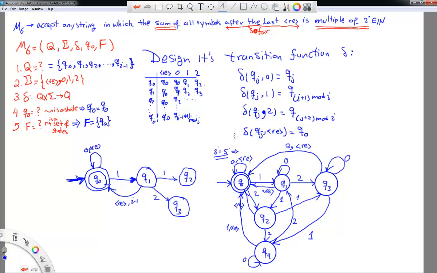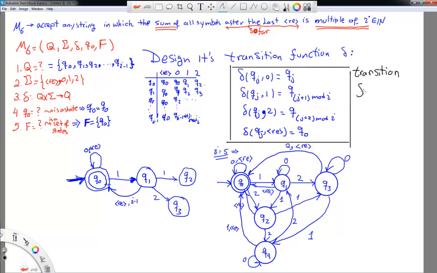And remember, all you needed was the delta of Q sub I and each of the elements, and then you calculate it according to this transition table, or transition function rather. And this will be your transition function. Perfect. So again, I'm just going to go over this one more time and explain how I designed this automaton.